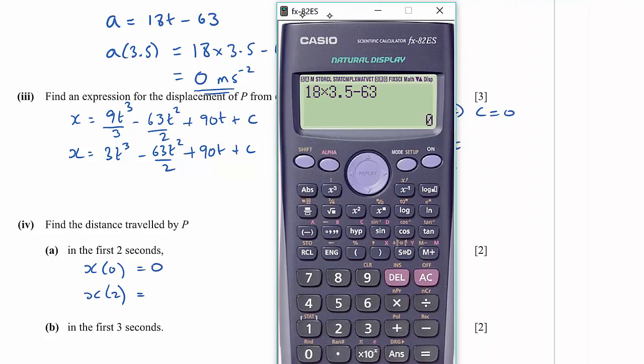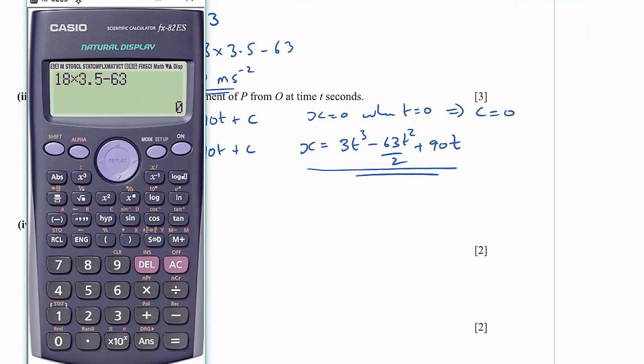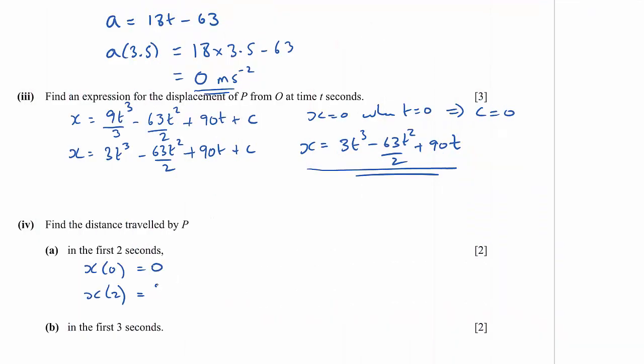So we want to substitute 2 in here. So we've got 3 multiplied by 8, take away 63 times 2 squared, which is 4, and divide that by 2, and add 90 times 2, which is 180. And that will be 78 meters. So 78 meters for that bit.